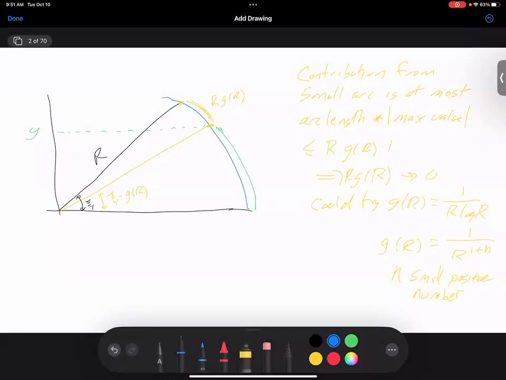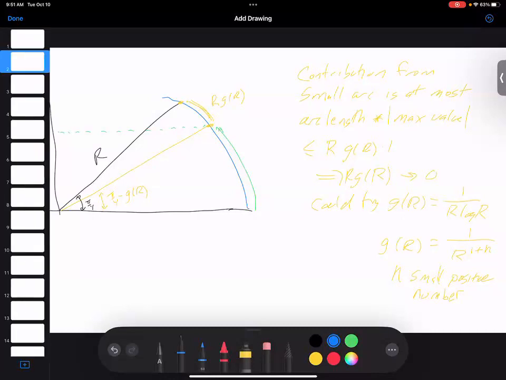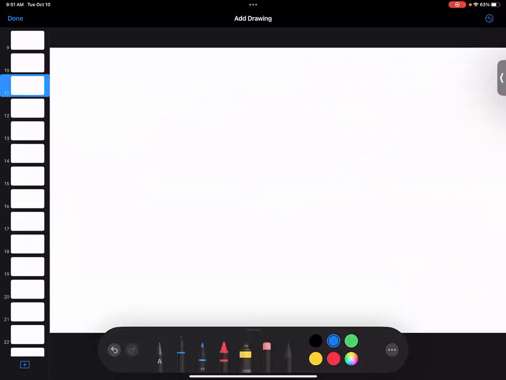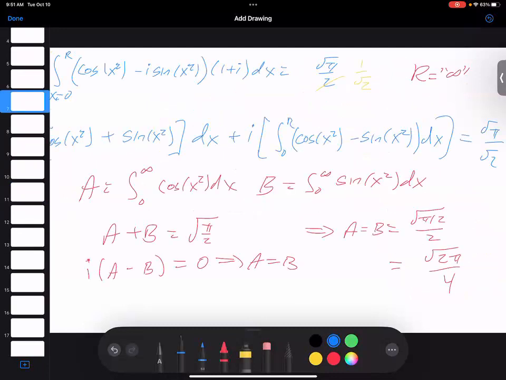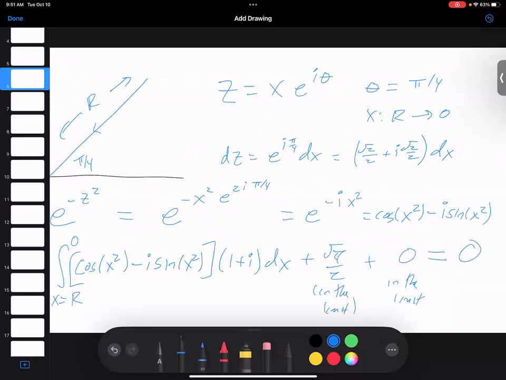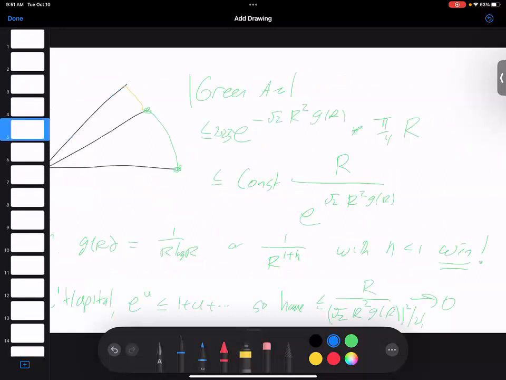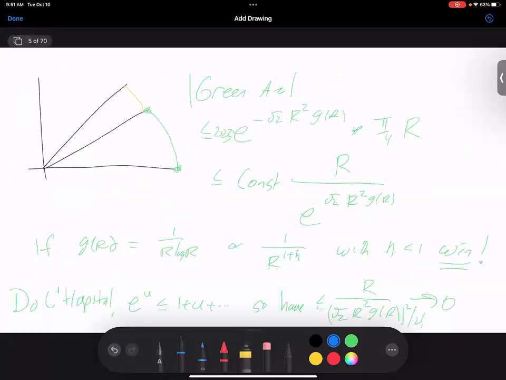For the second part, we just needed r divided by e to the r squared g of r.